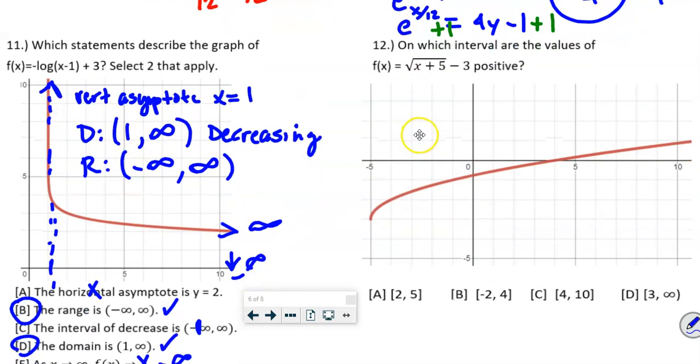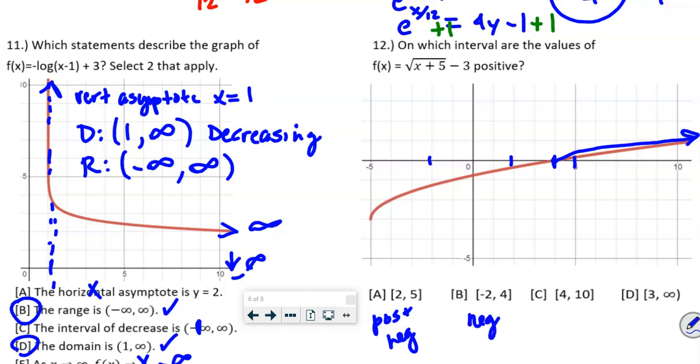All right, so the next one says, on which interval are the values of f of x equal to the square root of x plus 5 minus 3 positive, okay? So I need y'all to look here. This is talking about the y values, so from here on, they are positive. Y'all notice they're above 0, right? So let's check these out. From 2 to 5, nope, that's both positive and negative, right? And from negative 2 to 4, that's all negative, isn't it, y'all?